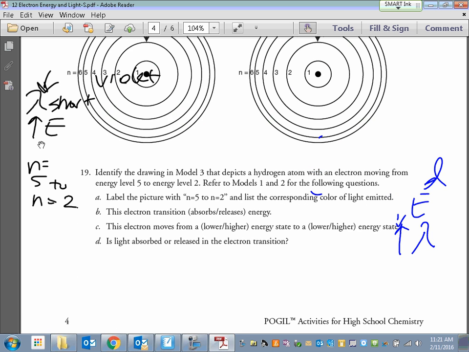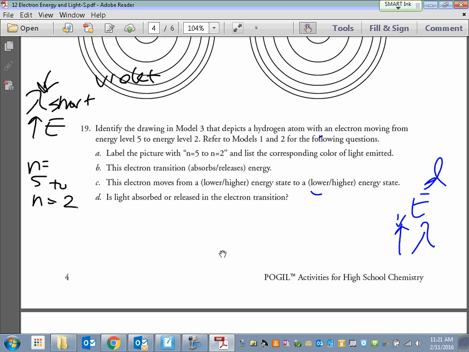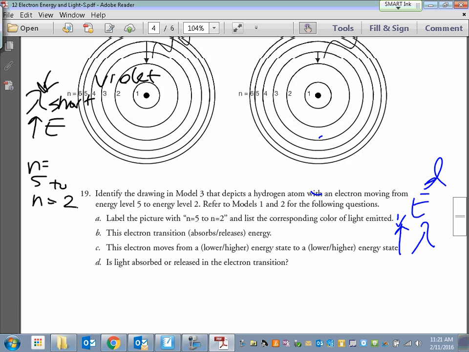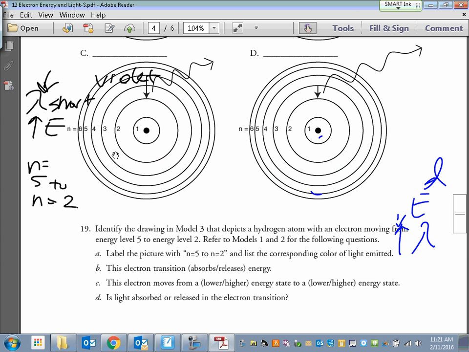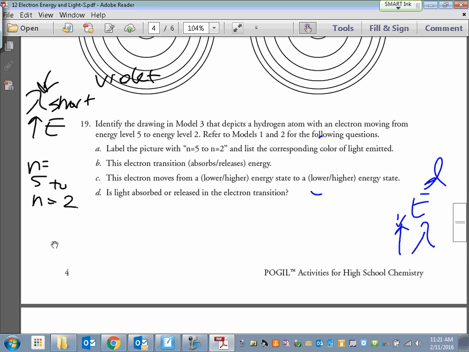On the bottom, it also gives you a couple things to denote. These electron transitions, are they absorbing or releasing energy in this case? These are all doing what? Releasing, because if you're dropping from a high energy state to a low energy state, that's releasing energy. So circle releasing. And as the electron moves from a higher energy state to a lower energy state, that's correlating with B.